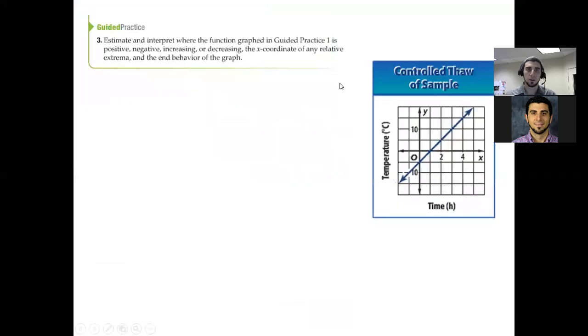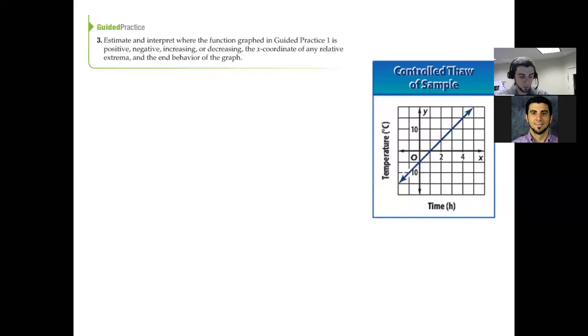Okie dokie. All right, so in this one, we want to estimate and interpret where the function here is positive, negative, increasing, decreasing, the x-coordinate of any relative extrema and the end behavior of the graph. Go ahead and pause the video and hit play when you're ready.